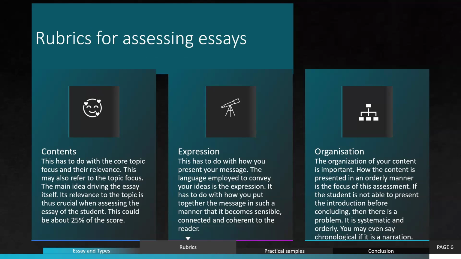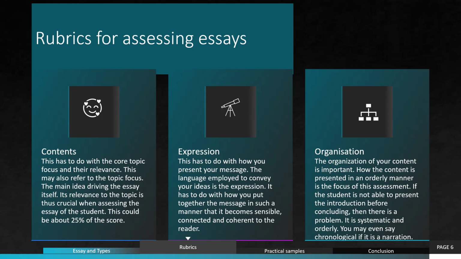So this has to do with content. The first thing you look at is content. What is the content that you have in that essay? Now, this has to do with the core topic focus and the relevance. Whatever the person is saying, is it relevant to the focus of this topic? If the topic is about how to go to the market, and the person is telling you how they visited their boyfriend, then the content is at variance. This may also refer to the topic focus, the main idea driving the essay. So definitely the content must be relevant to the topic.